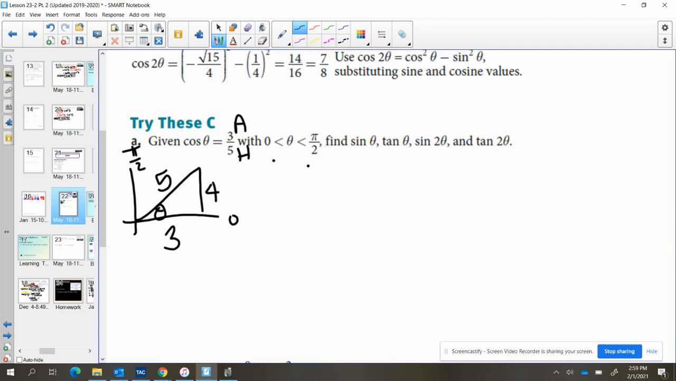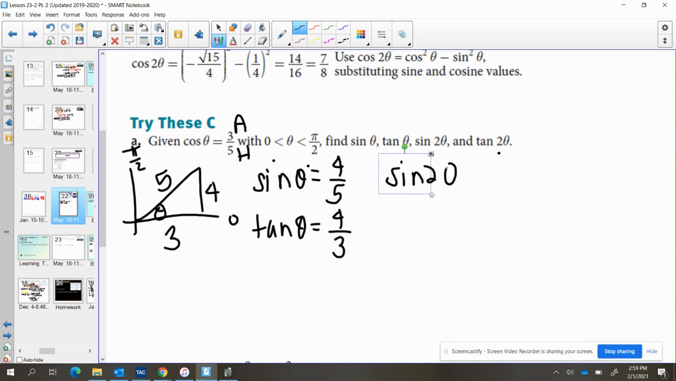Okay. So from here, we are able to calculate a couple different things. Sine of theta is going to be the opposite over the hypotenuse. And then tangent of theta is the opposite over the adjacent. Now, using that information, we can now find sine of 2 theta and tangent of 2 theta. Because we know sine of 2 theta is equal to 2 times the sine of theta times the cosine of theta. So we can use those fractional values to plug in.